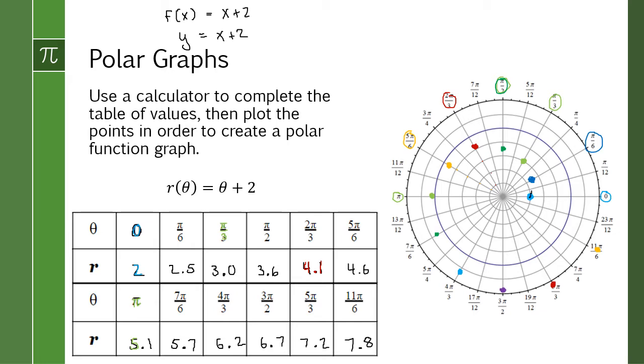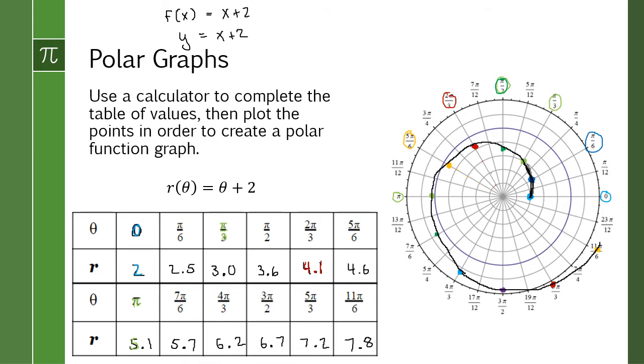So I started here at 0 and 2, and then I drew all of these other points in. Now I'm going to connect them, straight and smooth as I can. And the shape looks something like that. So it's a nice little curve here.